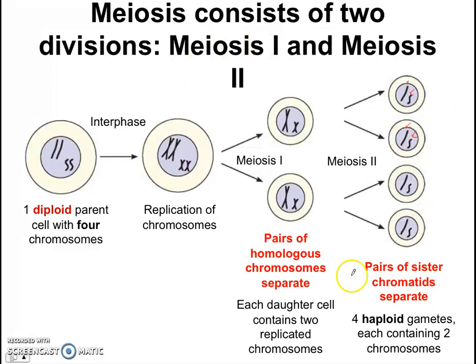Okay, so this is meiosis. Let me go through it and summarize it for you. We start with the parent cell. DNA is replicated, so the chromosomes are replicated. The pairs of homologous chromosomes separate during Meiosis I, and then the pairs of sister chromatids separate during Meiosis II.